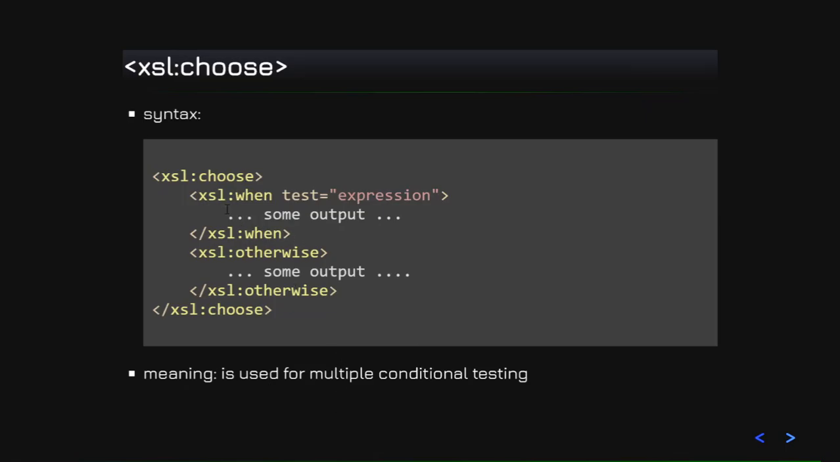This is xsl:choose, which is a generalized if. When this condition is evaluated to true, then this would be outputted. When this condition is evaluated to false, this would be outputted. Okay, this is a generalized if, just like a switch statement in a general programming language. Okay, that's it. Let us see the examples.